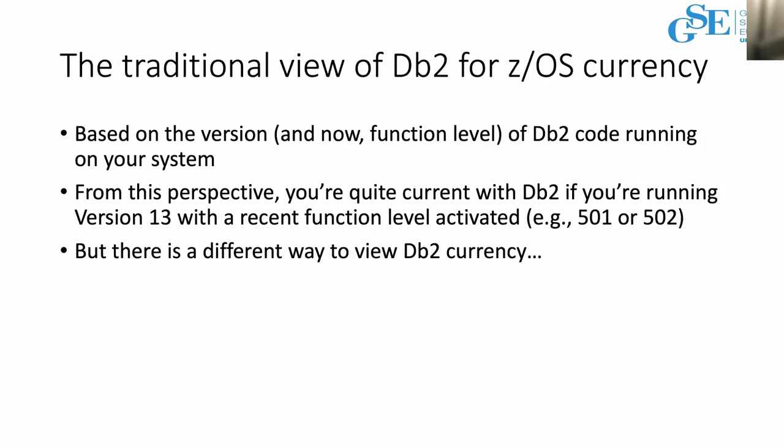So, there are two views of currency. Let me just stop the video here. Okay. There are usually two views of currency. Most people think of it in terms of the Db2 code level they're running. As an example, if the most current version of Db2 is version 13, function level 502, and you are at version 13.502, then you could say, yes, you're current. But that's true only in terms of the code level.